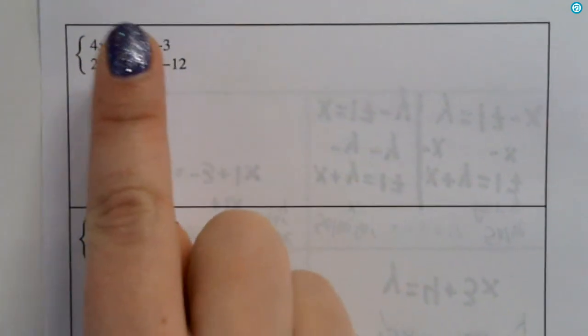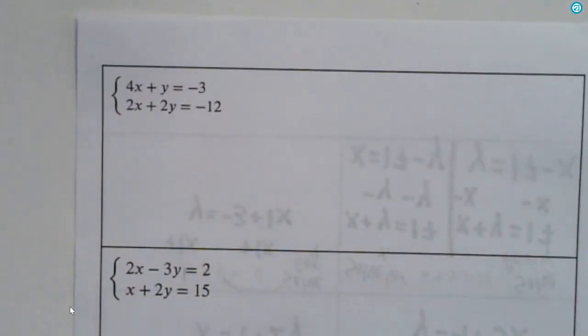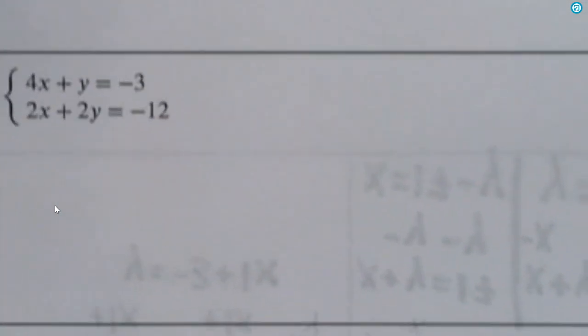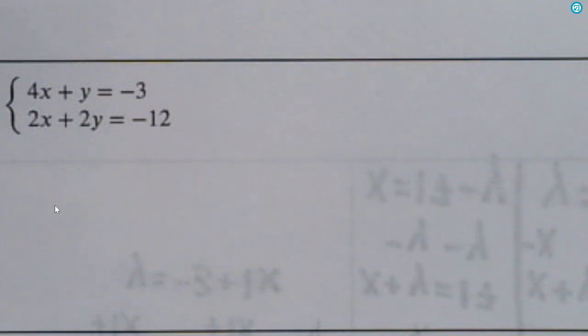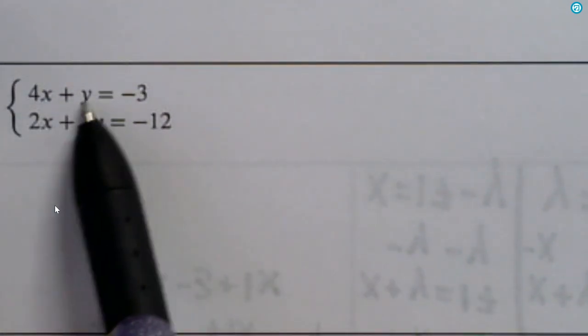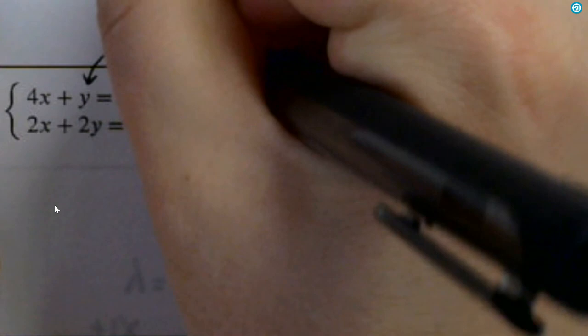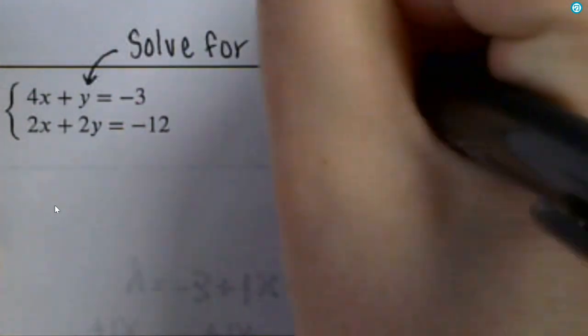Okay, so the first thing that we are going to do is we are going to look through our entire system. So I've got 4x plus y equals -3. And 2x plus 2y equals -12. And I want to pick the x or the y that is closest to being by itself. So what is closest to being by itself out of these 1, 2, 3, 4 options? The y in which equation? The y in the first equation. So I'm going to put a little arrow here and a little note to myself that says solve for this y.